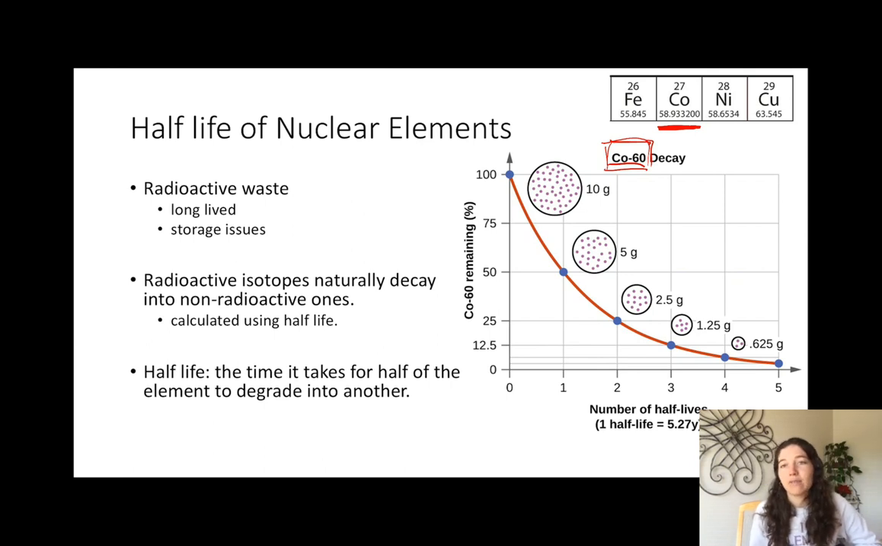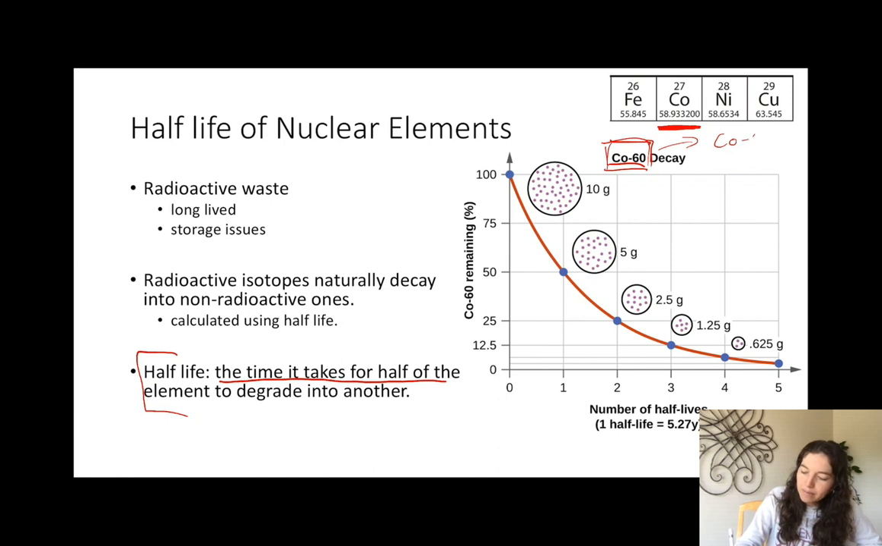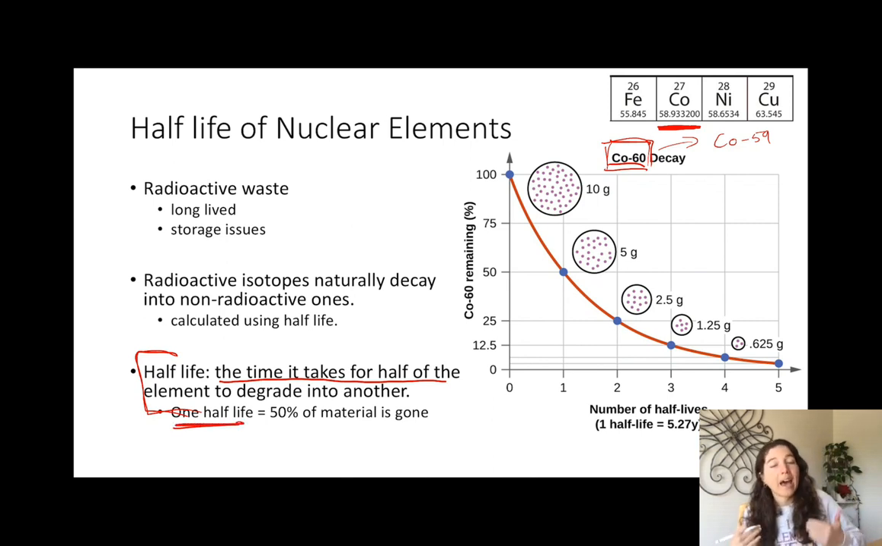So we use this half-life a lot to do these calculations. The definition of half-life is the time it takes for half of a radioactive element to degrade into another. So this cobalt-60, I'm not certain what it's turning into, but maybe it's just turning back into cobalt-59. So over time, this cobalt-60 turns back into its non-radioactive parent atom. Something we observe from this graph is after one half-life has passed, that is the time in which half of the material that we started with is gone.